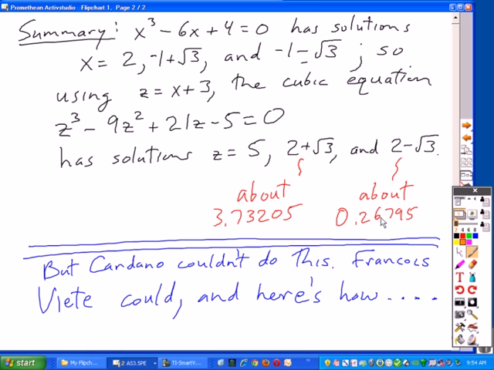So our next thing up will be to open up with Viete's method. So on to another page.